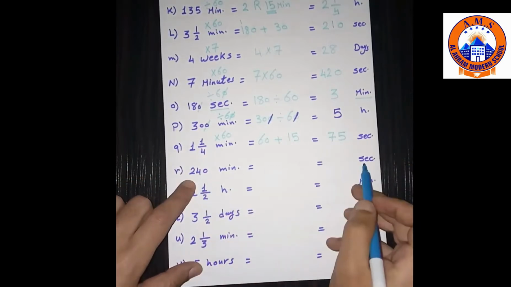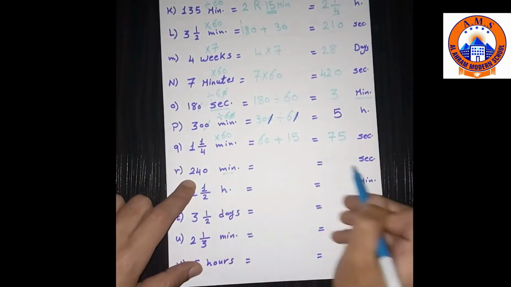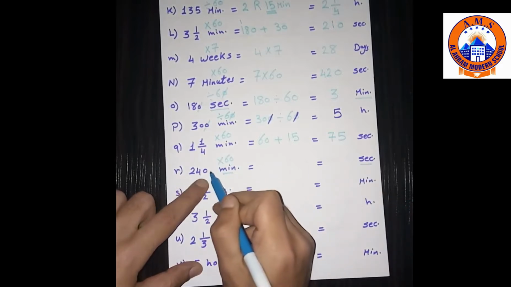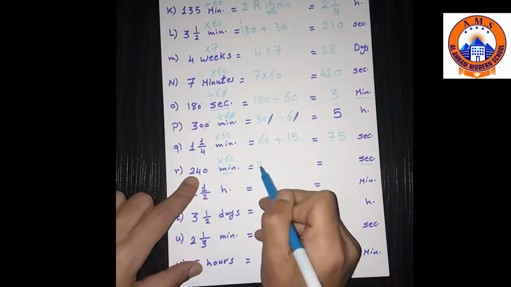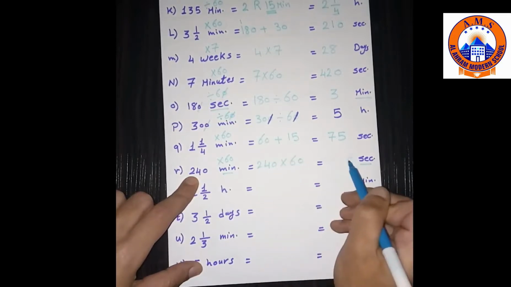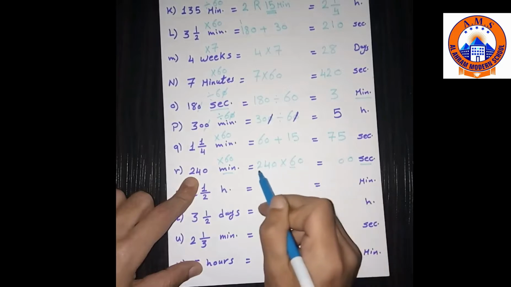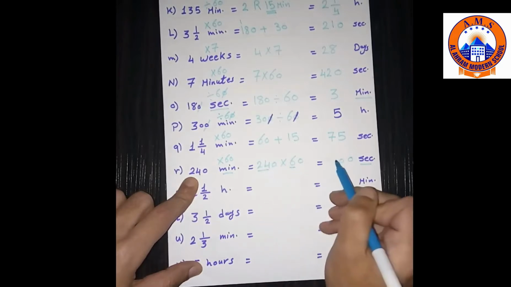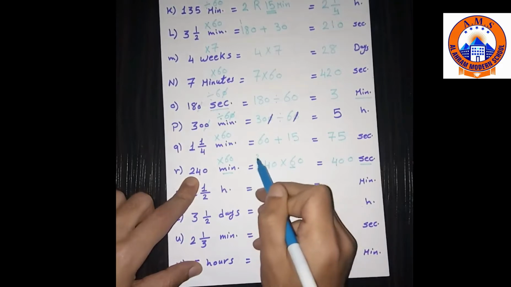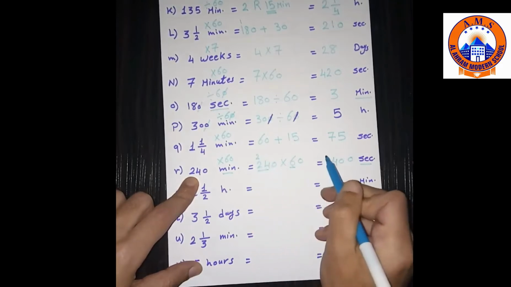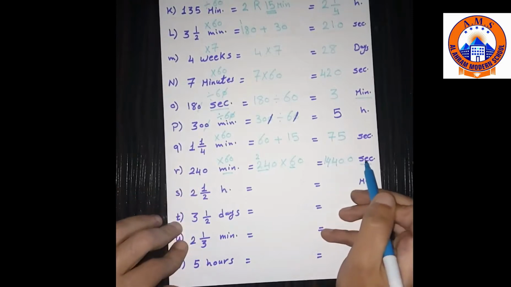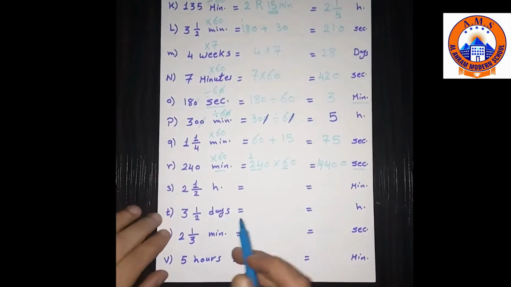240 minutes equal how many seconds? From minutes into seconds, we multiply by 60. We will multiply 240 by 60. First, you put the two zeros, and then multiply 6 by 24. 6 by 4 equals 24. We put 4 and carry up 2. 6 by 2 equals 12. After 12, 13, 14, we will put 14. Our answer is 14,400 seconds.